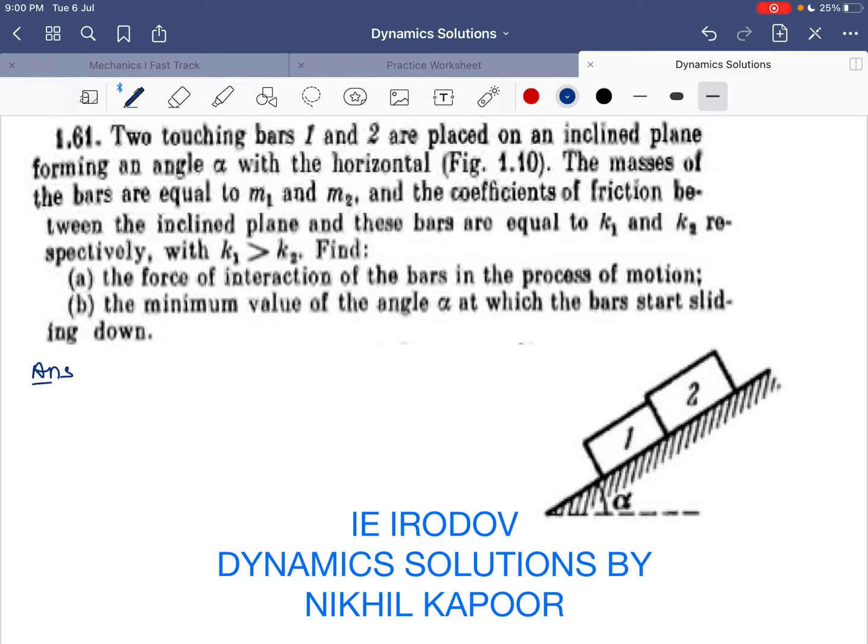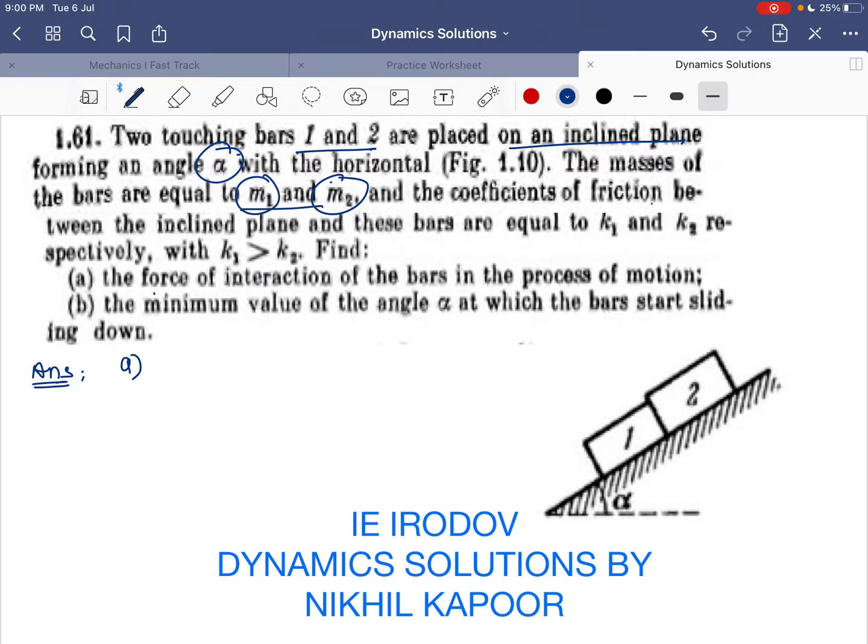The 61st example, and here it is said that the touching bars 1 and 2 are on an inclined plane of inclination alpha with horizontal. The masses of bars are equal to m1 and m2. The coefficient of friction is k1 and k2. k1 is greater than k2. First we have to find the interaction force.